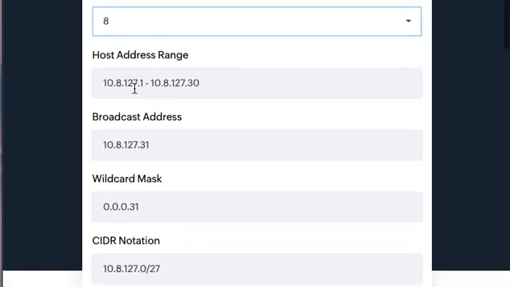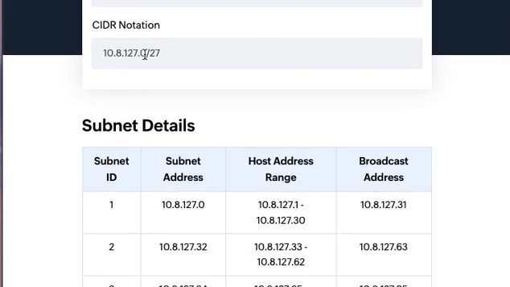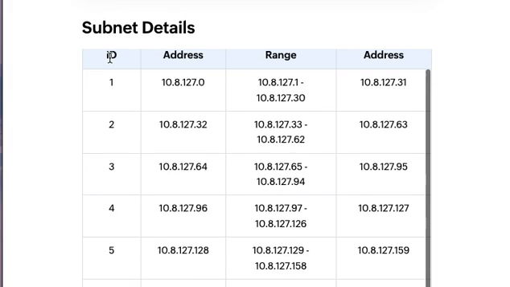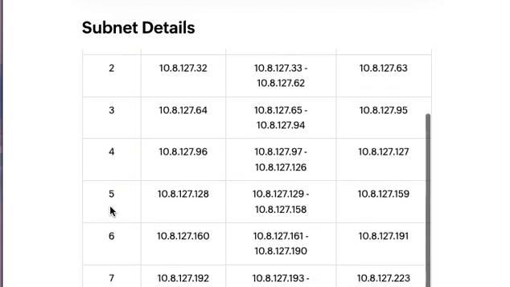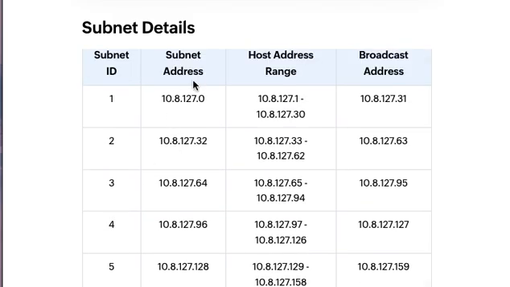And it gives you the host address range. So it starts from .1 to .30, the first set. Then the broadcast ID, which is the last one, and this is 31. CIDR notation. And here's the table. So into 8 different networks, we have 1, 2, 3, 4, all the way down to 8. Subnet address, it starts over 127.1 to 127.30. And this is the broadcast ID, so we can't use this.